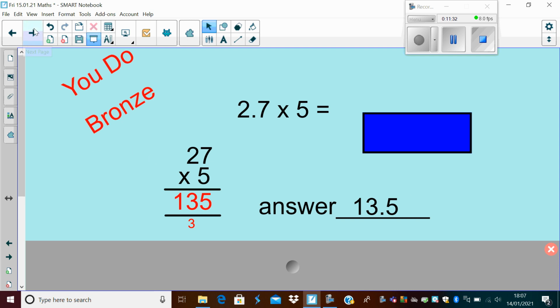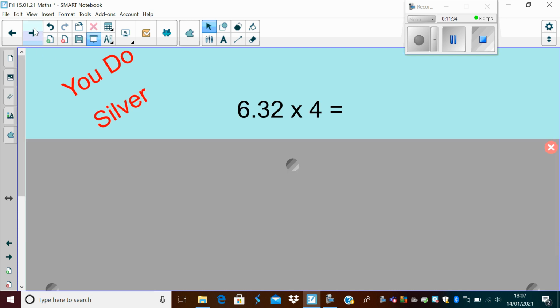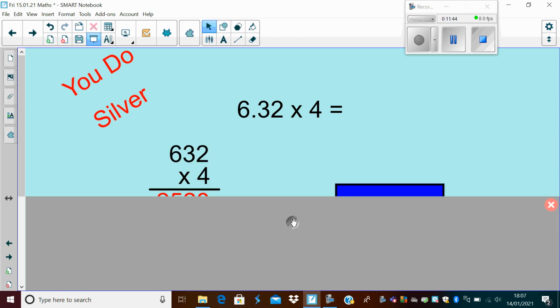Okay, next one for you to do. Silvers, have a go at this. It's 2 decimal places. Just remember, follow the rules. Pause now to have a go. Okay, here's the answers.